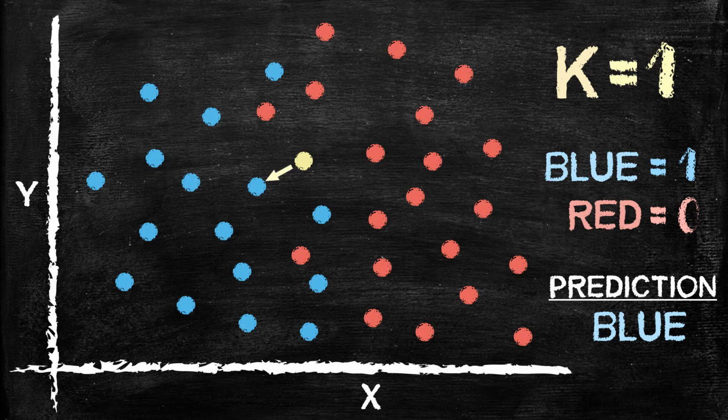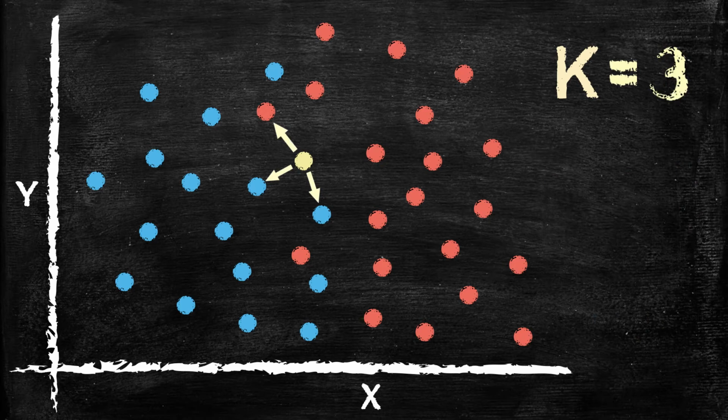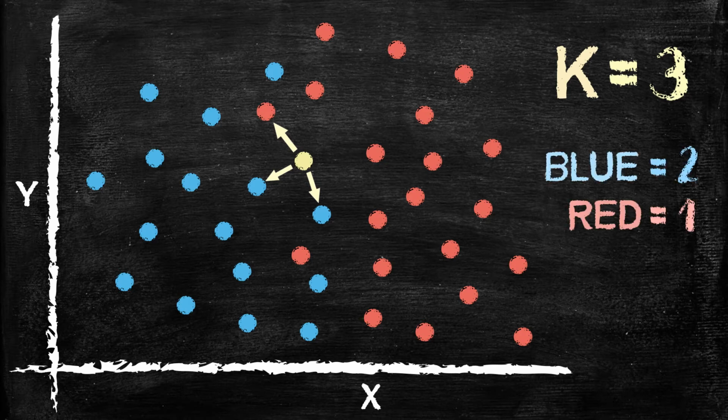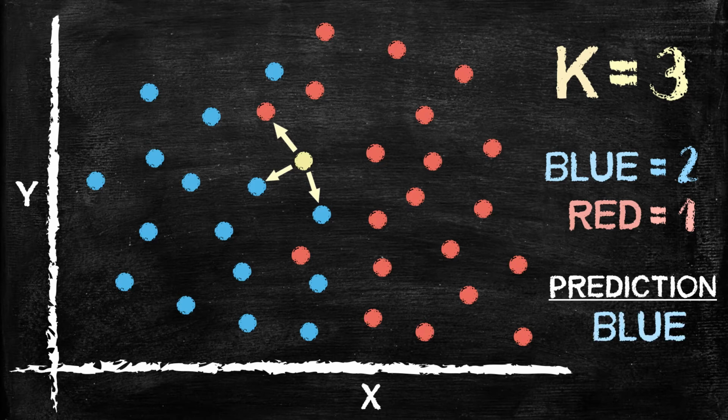And let's go ahead and up that K value to see how it works for different values of K and when this prediction actually changes. So looking at K equals 3, you can see we are now looking at the 3 nearest neighbors, and 2 of those neighbors belong in the blue class and 1 belongs in the red. So again, taking the majority, the prediction will be the blue class.